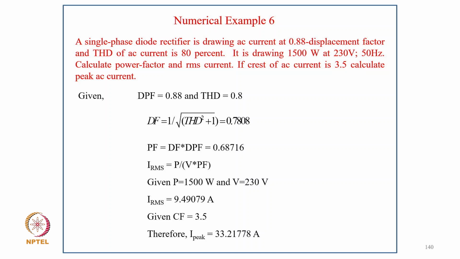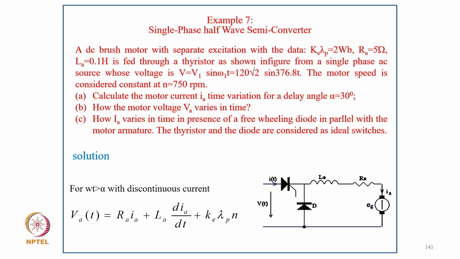IRMS is P upon V into PF. So given P 1500, V 230, so IRMS is 9.49079, and crest factor 3.5, so IP becomes 3.5 into this IRMS, so that becomes 33.21778 ampere.